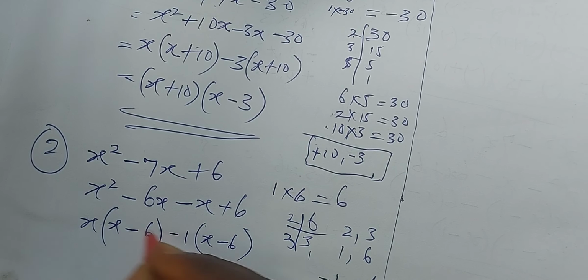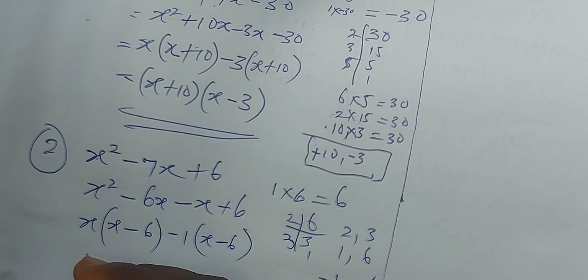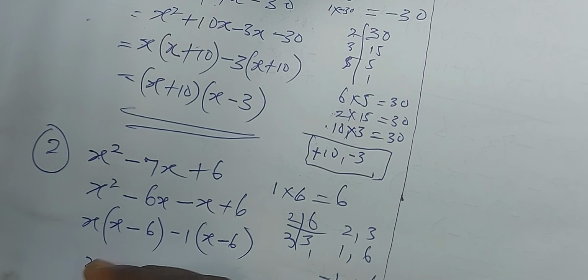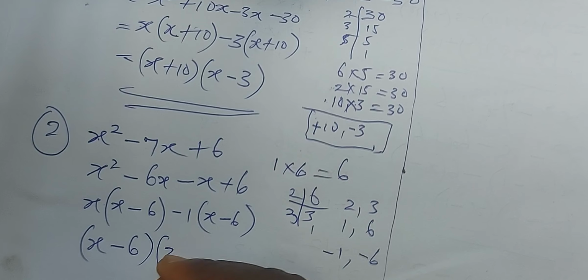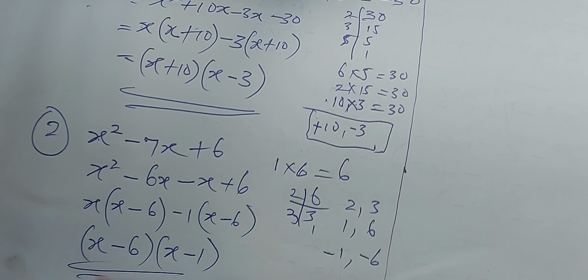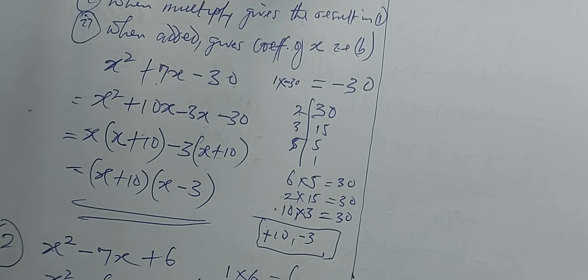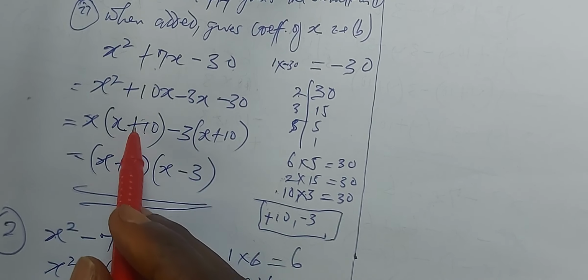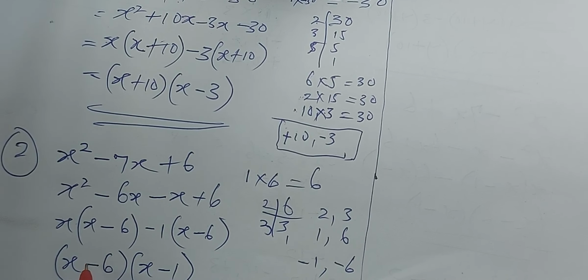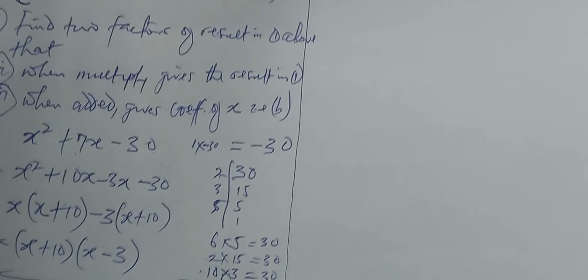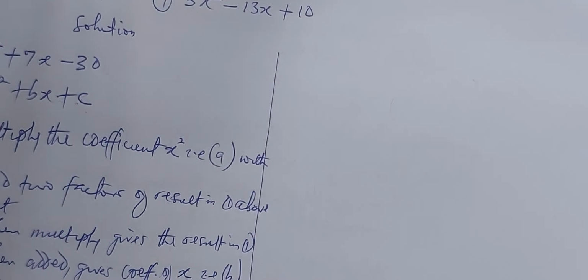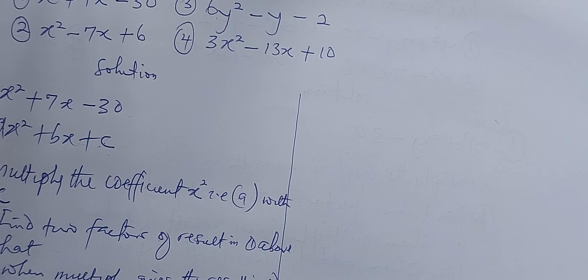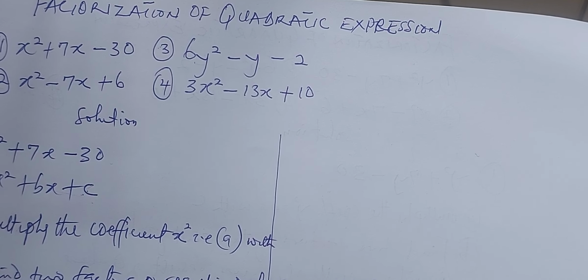So you can write either one of the brackets first, then the outside bracket later. Okay, so we have x minus 1. So whenever you are solving for a quadratic expression, whatever is in the bracket, this and this, they must be the same. This and this must be the same. Okay, that is the answer. So follow it the way I did it, and you will arrive at the solution.